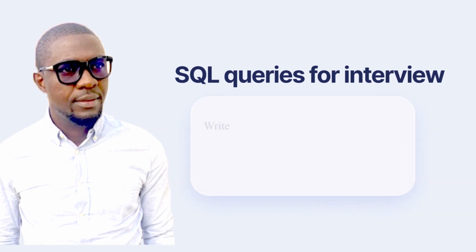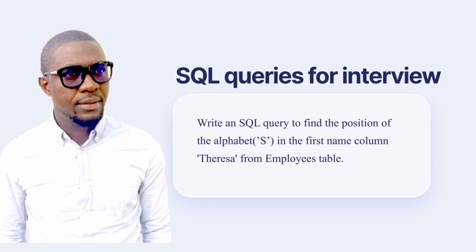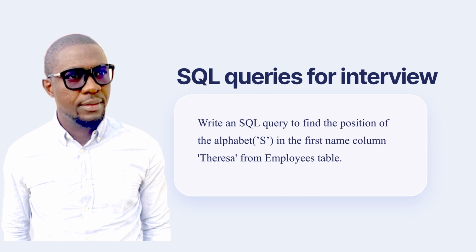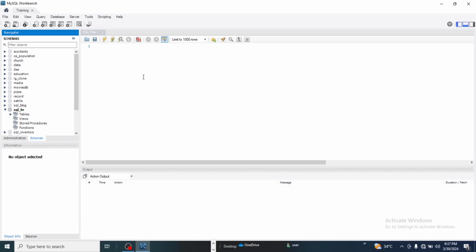Write an SQL query to find the position of the alphabet S in the first name column, Teresa, from employee name. So now what this means is that we are going to use an instring. So what it means is that we should find the alphabet S from Teresa, indicating the position, if it's number 5 or number 6 or number 7, which means what position is alphabet S found in Teresa as a word.